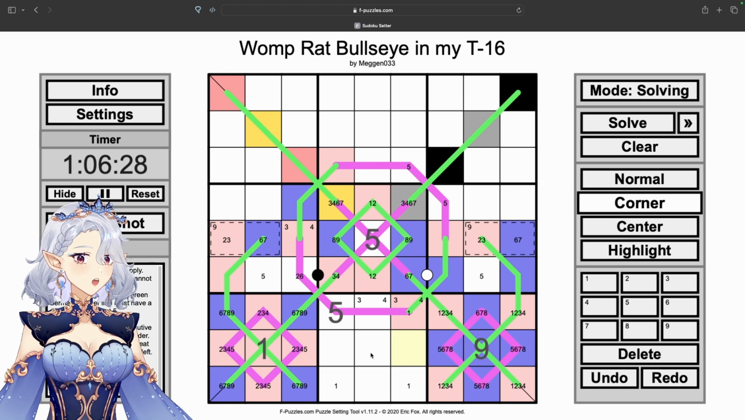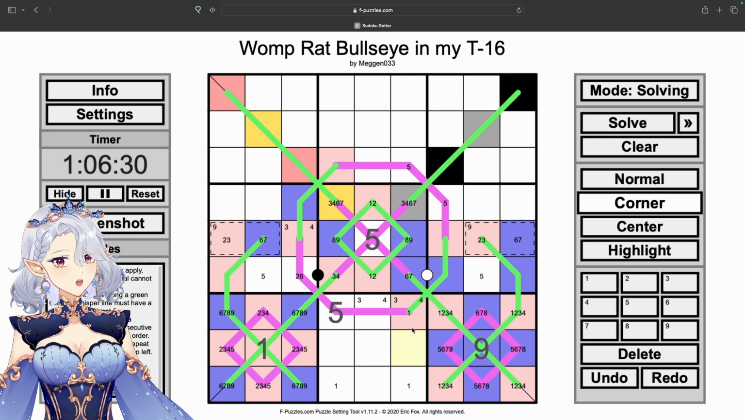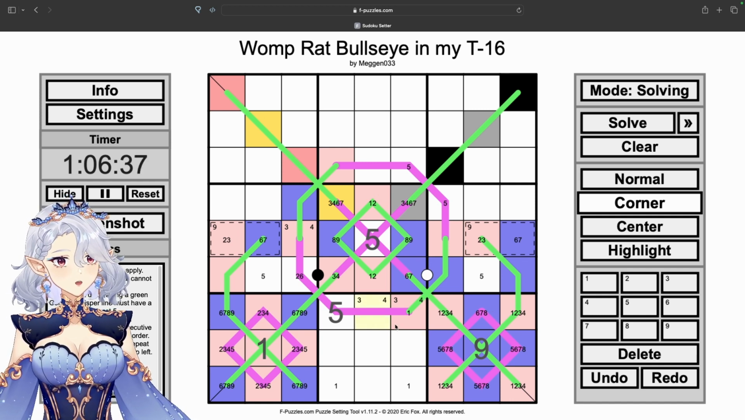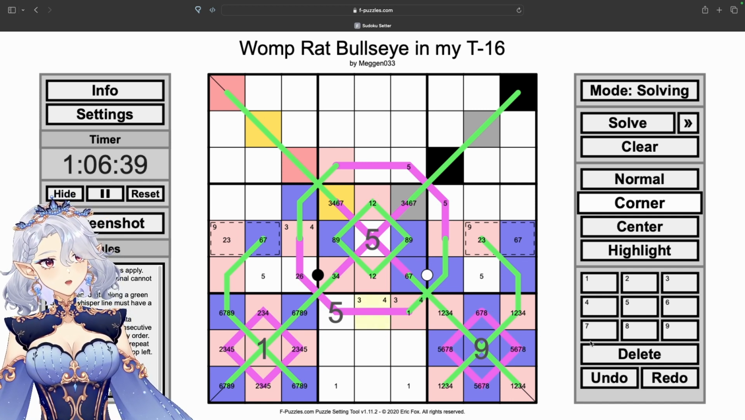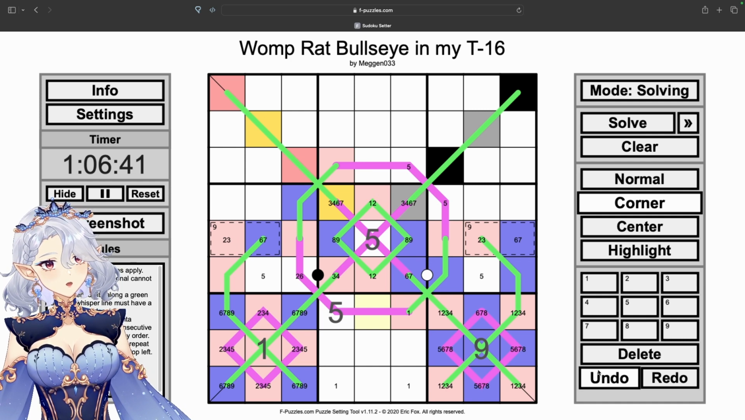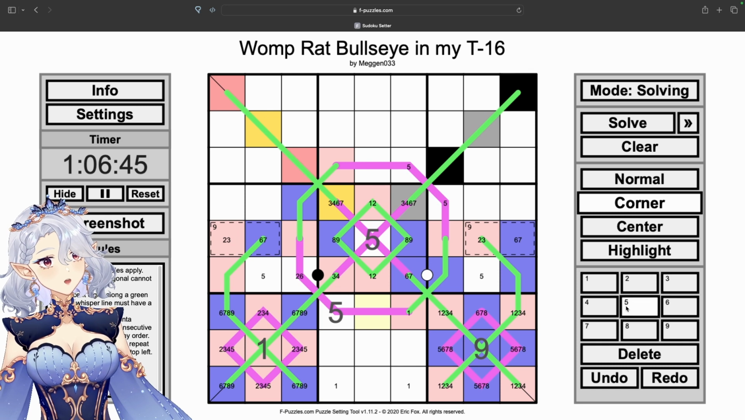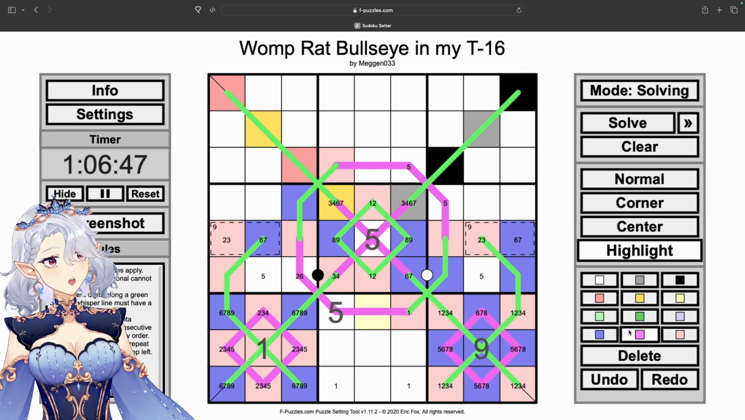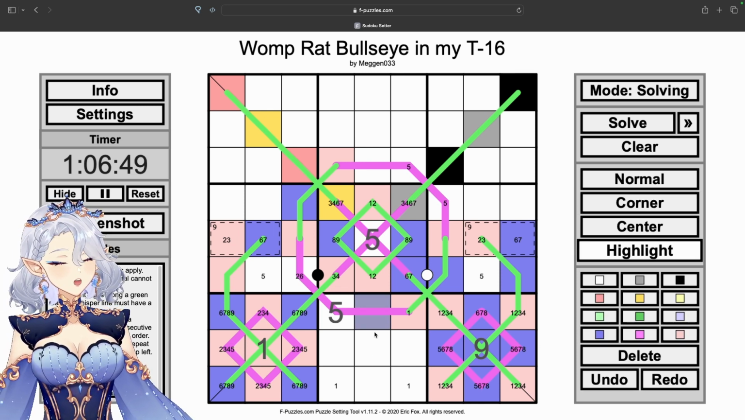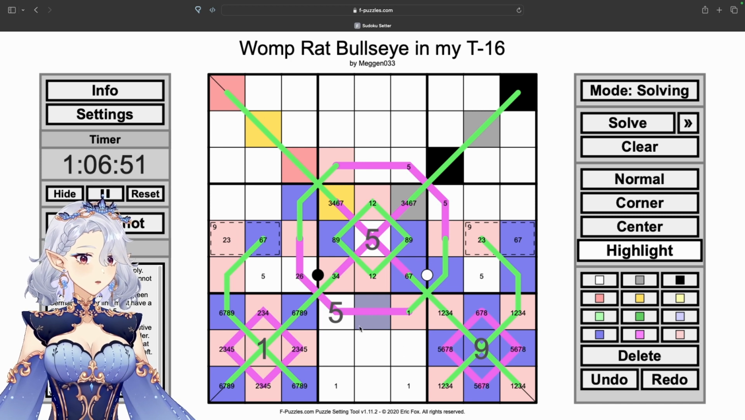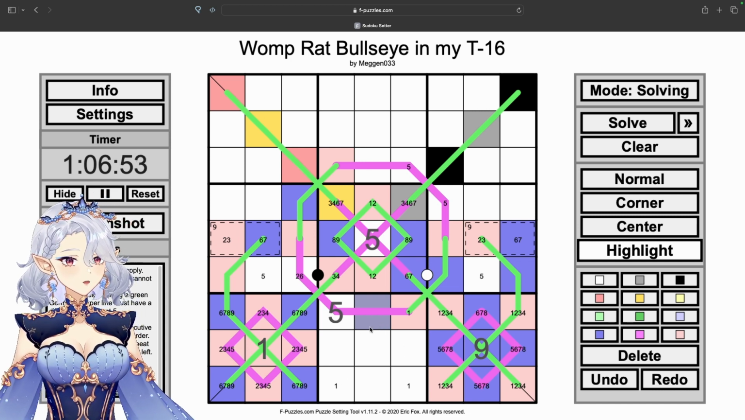Okay, so there's no 5 in here. So the pink ones are taken. This cannot be a low number. Let's get rid of these again. This cannot be a low number. This has to be a high number. It has to be purple. Which means there has to be at least a 6.